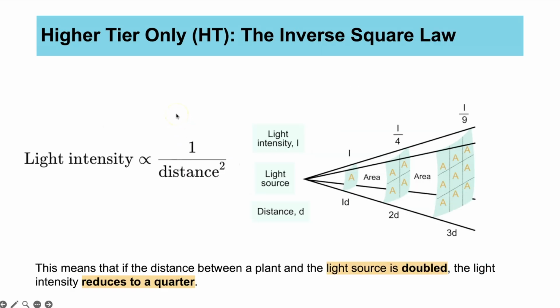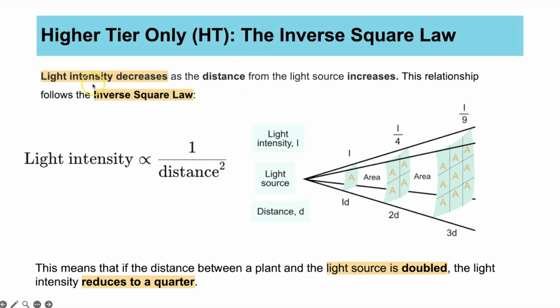Next bit is also higher tier, and it's the concept of the inverse square law. So light intensity decreases as the distance from a light source increases. So this links to that required practical. As you move the lamp, which is your light source, further away, the light intensity will decrease.